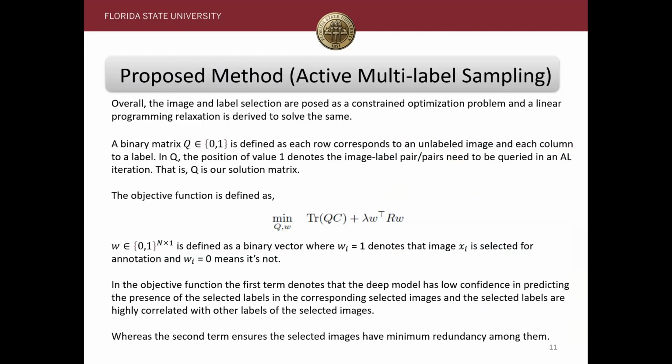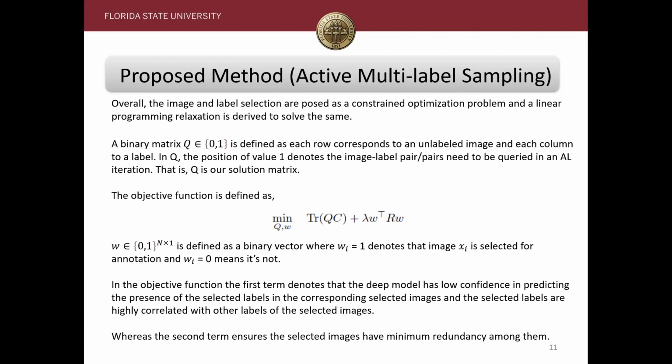So we'll talk a little more about the proposed method. Overall, the image and label selection are posed as a constrained optimization problem, and a linear programming relaxation is derived to solve the same. A binary matrix Q is defined where each row corresponds to an unlabeled image and each column to a label. In Q, the position of value 1 denotes the image-label pairs that need to be queried in an active learning iteration. That is, Q is basically our solution matrix.